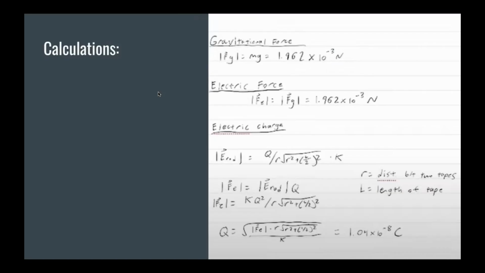My calculations for this experiment: the gravitational force, I got 1.962 times 10 to the negative third newtons. And then for my electric force, I got it equal to my gravitational force. And then my electric charge, I used the usual equation, and I got that it was 1.04 times 10 to the negative 8 coulombs.